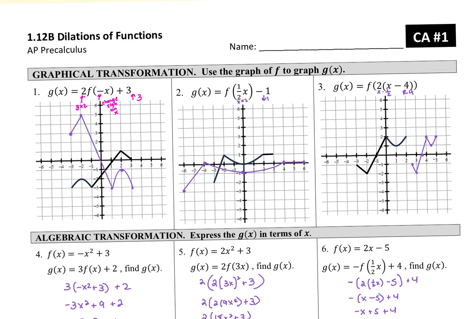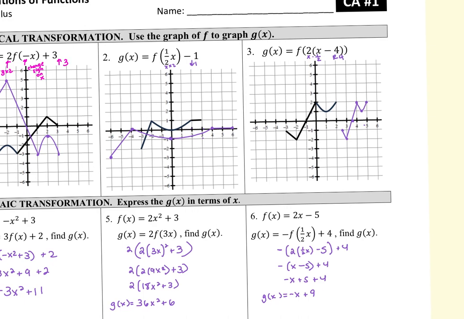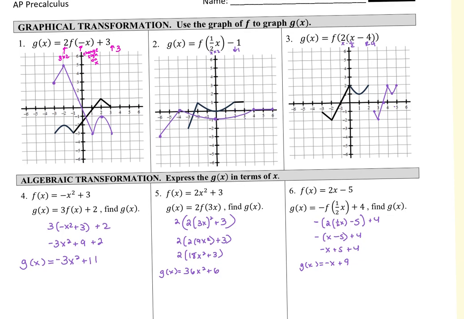Yep. Number 2 was a horizontal stretch by a factor of 2 and down 1. Number 3 is a horizontal compression by a factor of 0.5 and right 4.